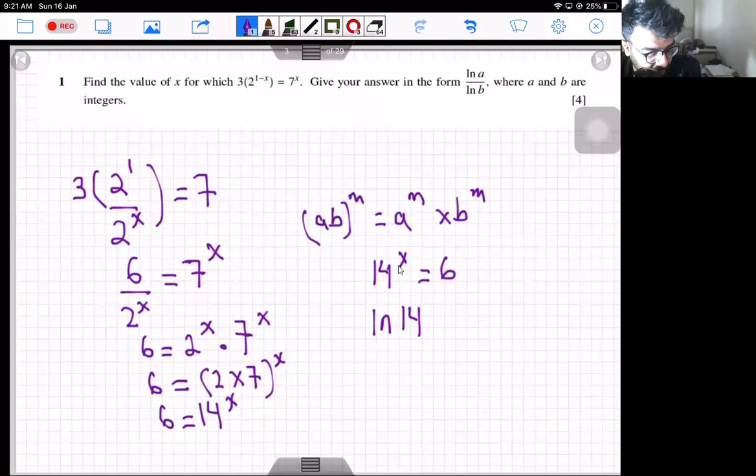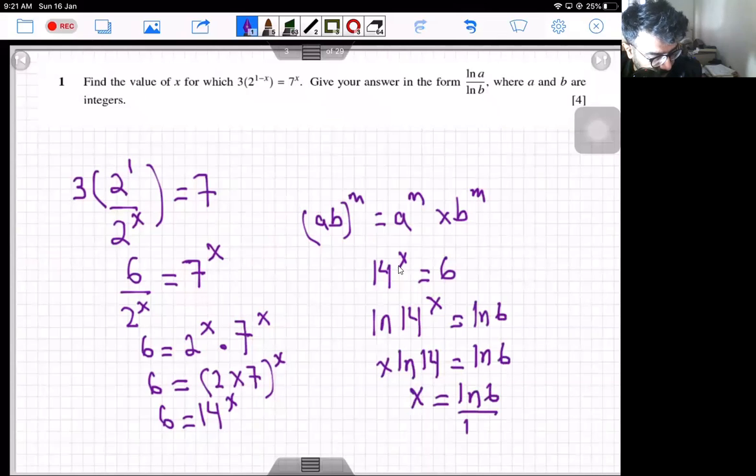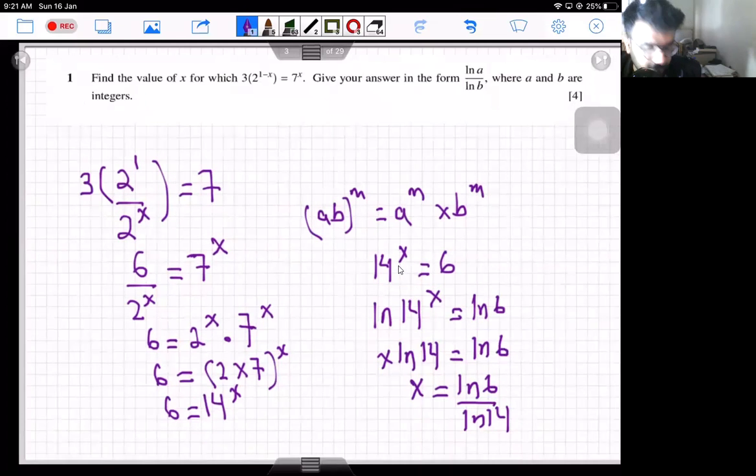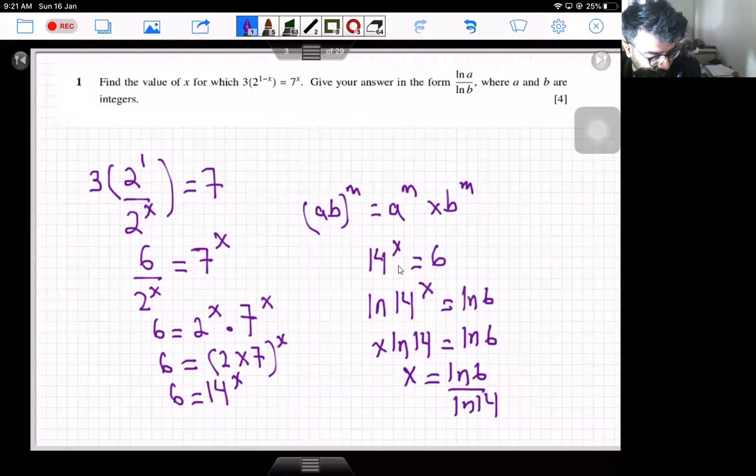So ln 14 raised to the power x is equal to ln 6. Now, according to the power law, this x will be multiplied over here, and x ln 14 will be equal to ln 6. Therefore, x is equal to ln 6 divided by ln 14, and this is your final answer in the form of ln a over ln b. Therefore, a is equal to 6 and b is equal to 14. This was question number 1.